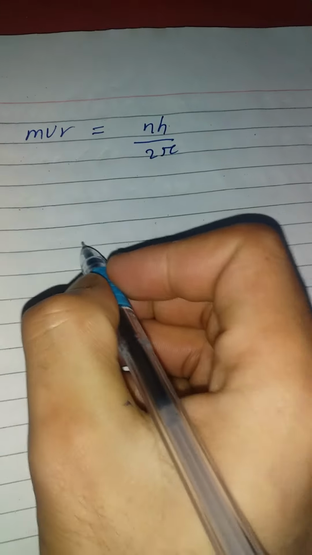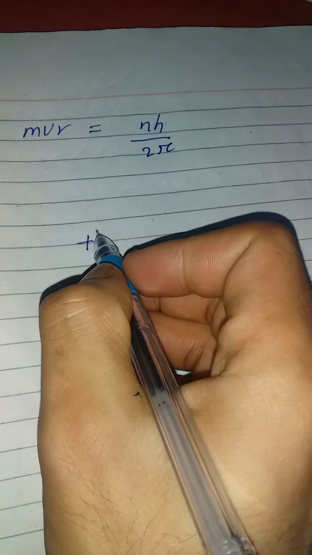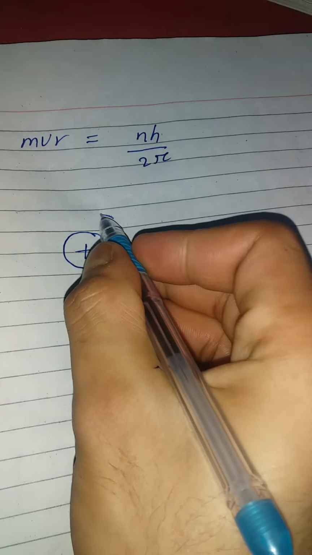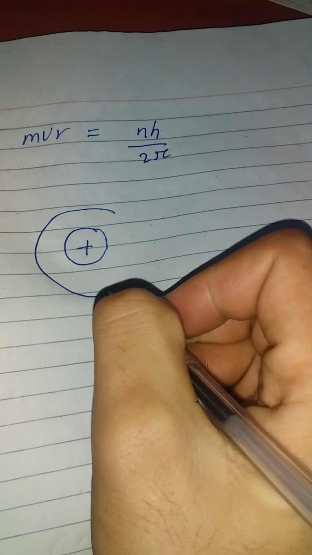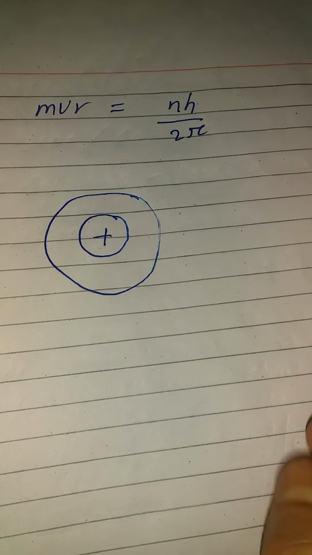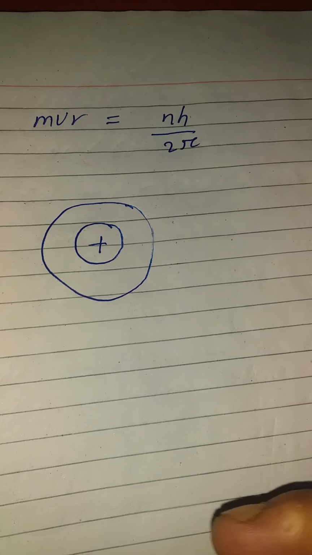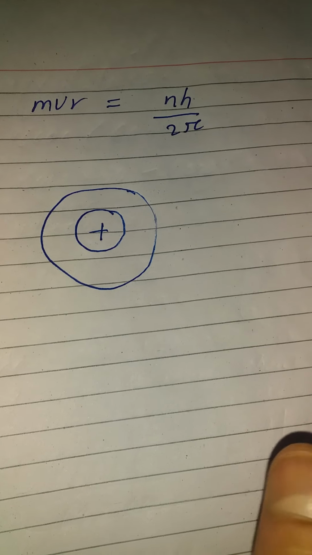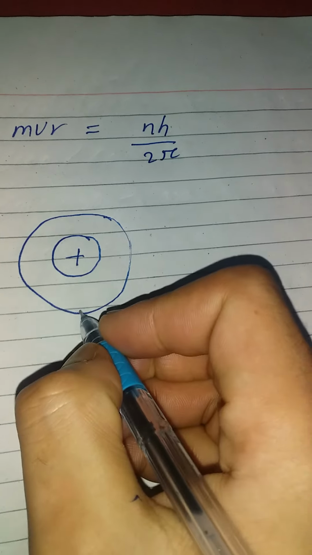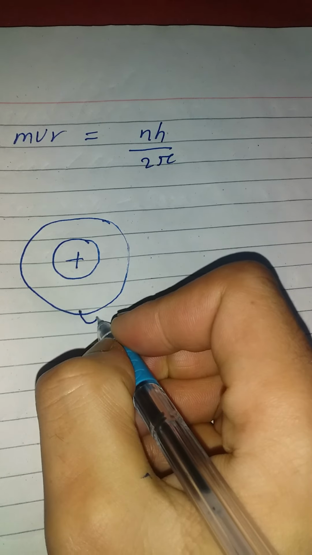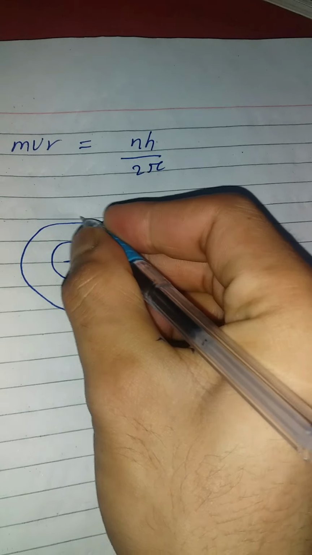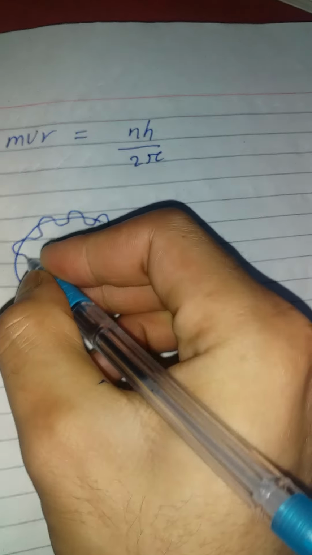Suppose this is a nucleus, it's positively charged, and this is one orbit. So according to the de Broglie hypothesis, the electron behaves as a wave as well as a particle, it shows a dual character. So let's imagine a stationary wave that revolves around the nucleus, having its own wavelength.